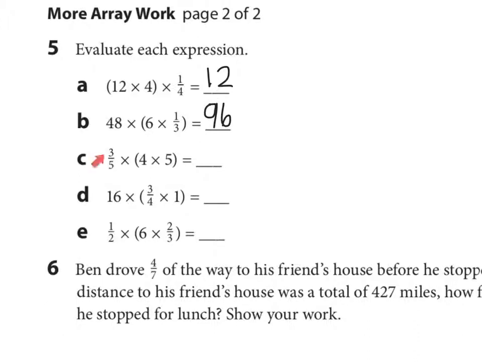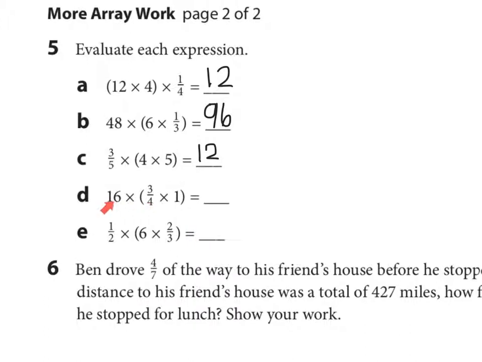Looking at C, 3/5 times 4 times 5. I know that 4 times 5 is 20. And so I can think 20 times 3 is 60. And 60 divided by 5 would be 12. I'm sure there are lots of other ways you can think of this expression or this equation here. So if you have a different way to think of it, that way works as well.